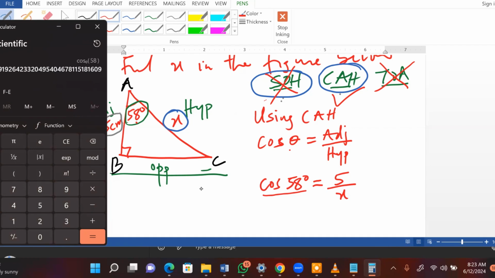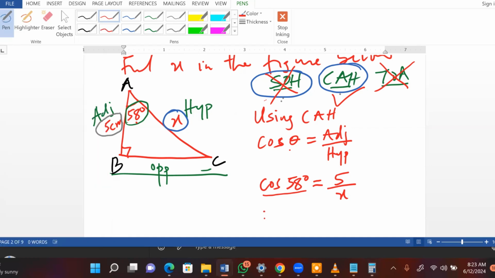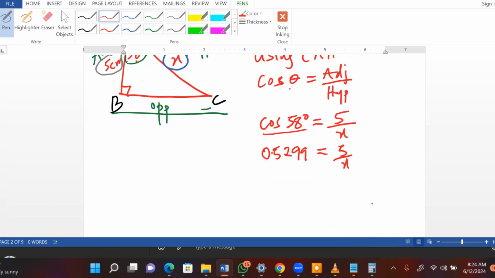So it is called four-figure table. You are going to stop at 4 digits after the decimal point. So that means it's going to be 0.5299. So that means 0.5299 equals 5 all over x. All right? Equals 5 all over x.